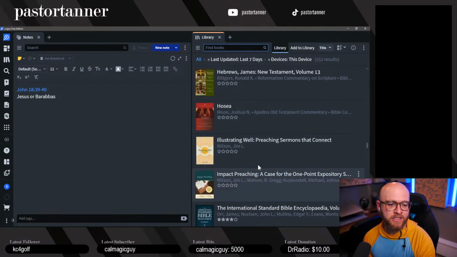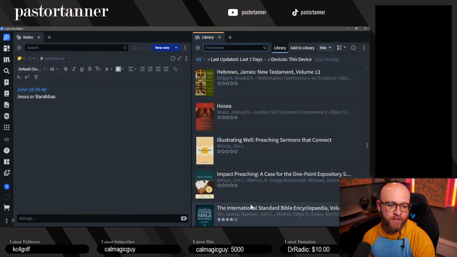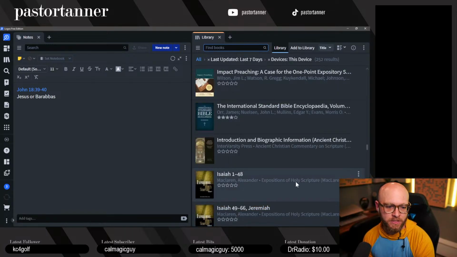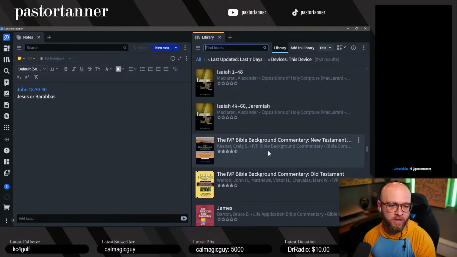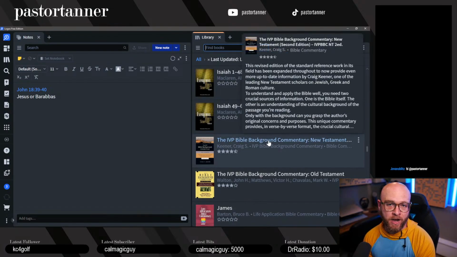I've also got ISBE, the 1915 edition, and this should help you out because this particular dictionary is way more in depth than some of the other ones you have in the base small package. Here, another Bible background commentary. This is the IVP one. These were like the original Big Daddy, although this is the 2nd edition one.